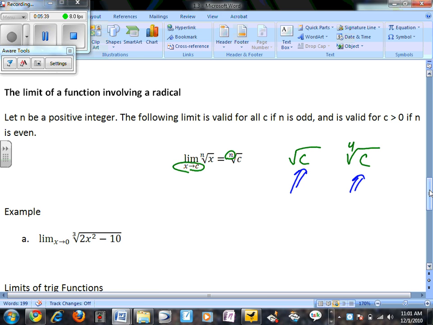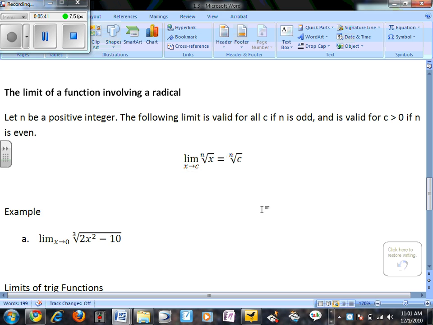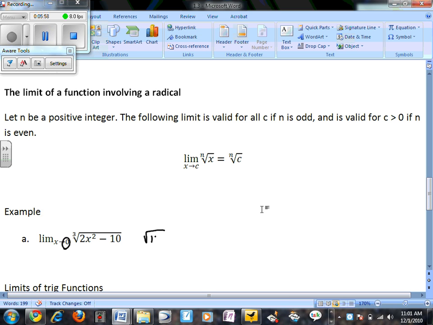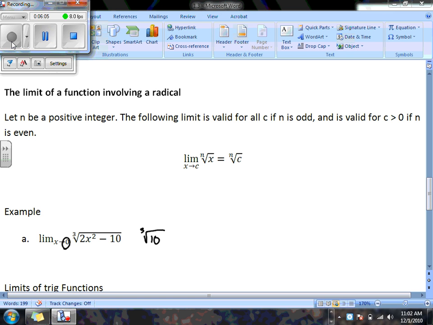Again, we just plug it in, and it works. So again, we plug in 0 for x down here. So we get 0 squared times 2 is 0, minus 10. We take the cube root of that, so we have the cube root of negative 10.